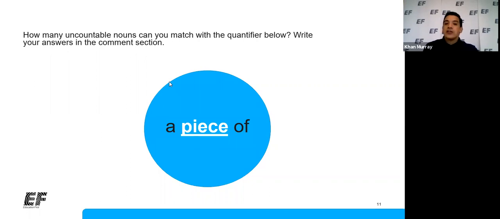Now this time I want you to think of the uncountable noun. So how many uncountable nouns can you match with the quantifier below? We have a piece of. How many uncountable nouns can you think of that go with the expression a piece of? Go ahead and comment below. I'll give you a little bit of time. I've got 30 seconds on my counter. I need to start the counter.